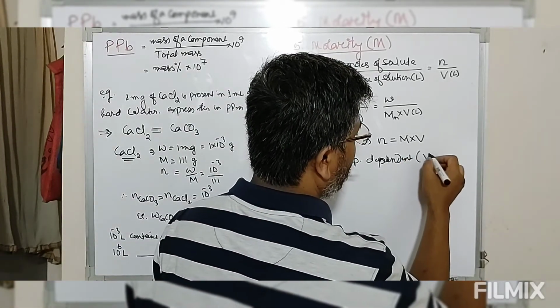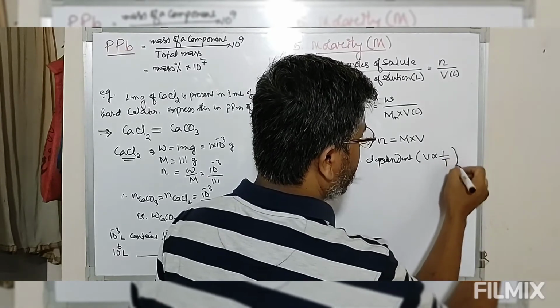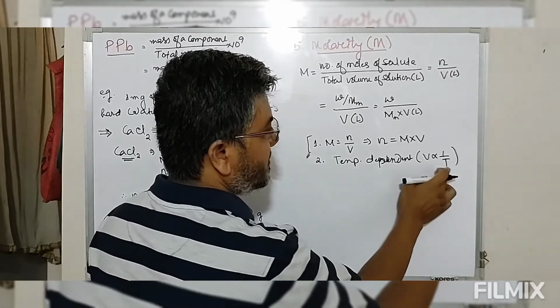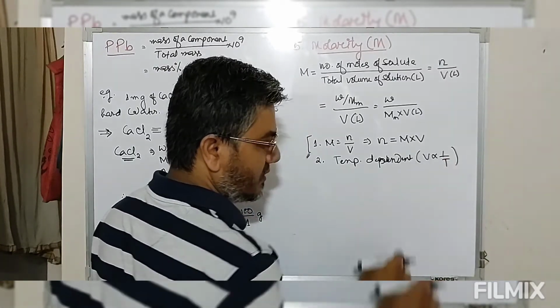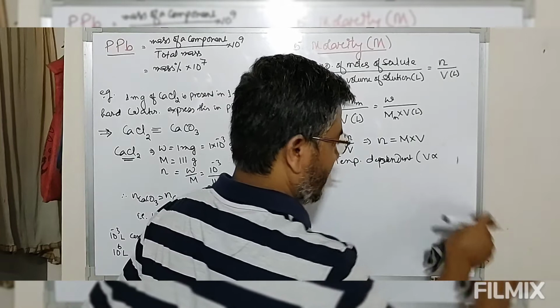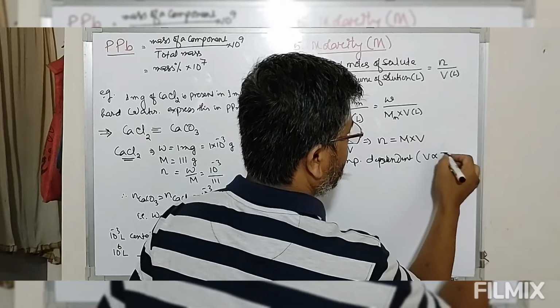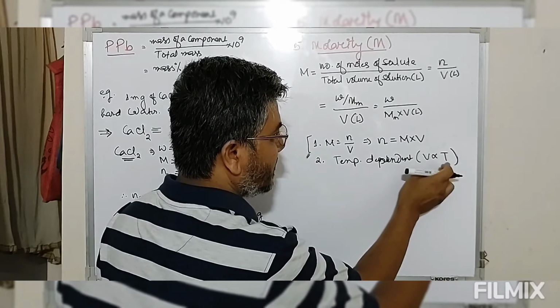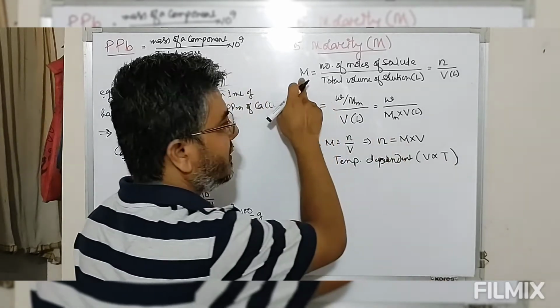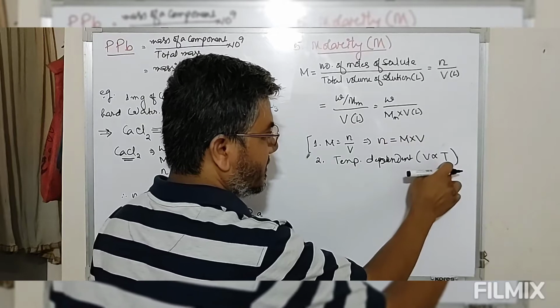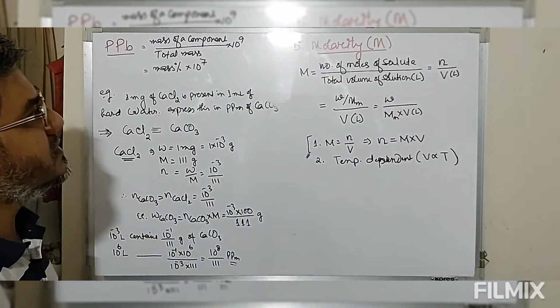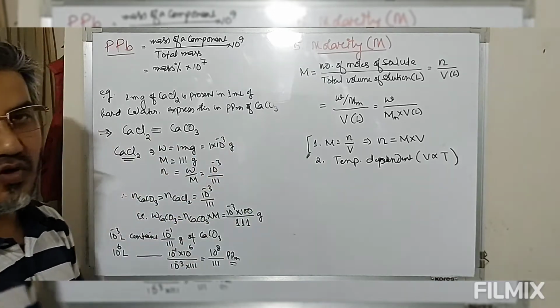Why? Because volume is related to temperature: temperature is more, volume is more. Volume is directly proportional to temperature. If you increase the temperature, expansion occurs, volume increases, so molarity will decrease. Decrease in temperature, volume decreases, so molarity will increase. So this is how we define molarity.